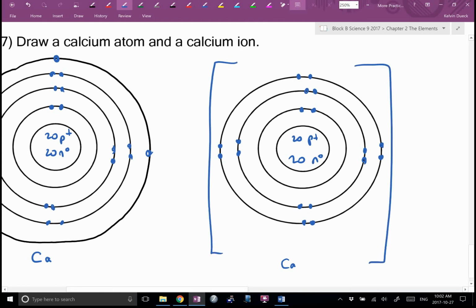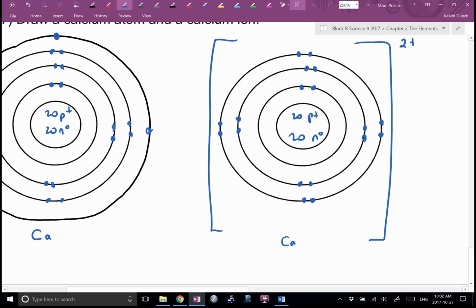By the way, that last step, kids are so proud they've got the electrons right. They often forget, I've seen it before. They're so proud they got the hard part, and then they forget the whole 2 plus. Okay? And if you're writing a calcium ion but not drawing the diagram, an easy way to do it is Ca2 plus, and I'll know what you're talking about. Okay? Is that all right?